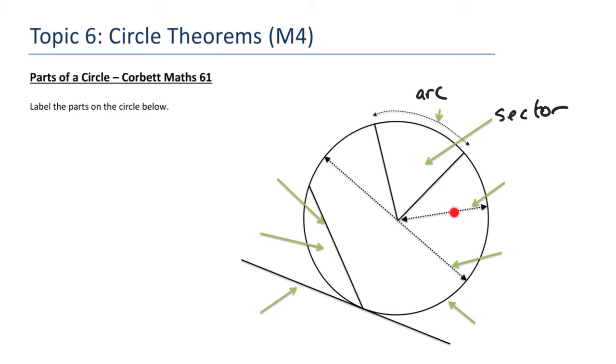This dashed line, which extends from the centre of the circle to the circumference, is called a radius. The line that extends from one side of the circle to the other, which passes through the middle, is the diameter. The part of the circle that goes all the way around the outside is called the circumference.